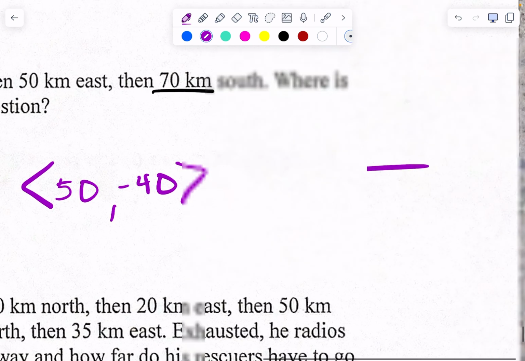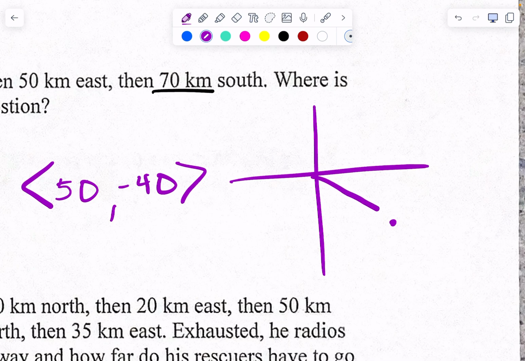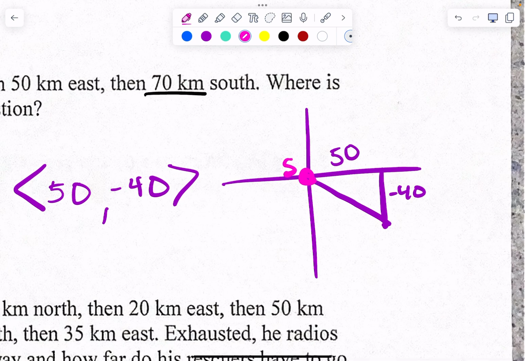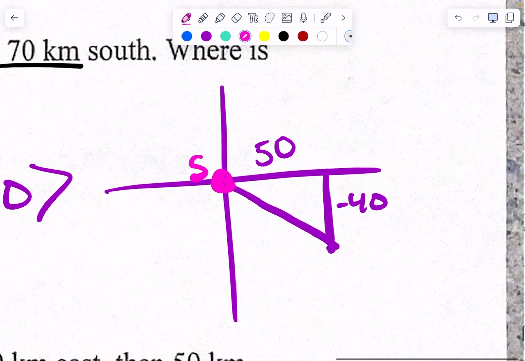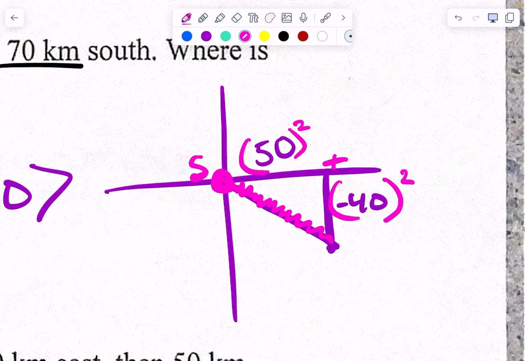I'm going to plot that point. 50, negative 40 is here. I want to know how far he is from where he started, which is right here, and what direction or angle he is at. How do I figure out how far he is? That would be the magnitude. A squared plus B squared equals C squared. So 50 squared plus 40 squared, and then the square root of that.